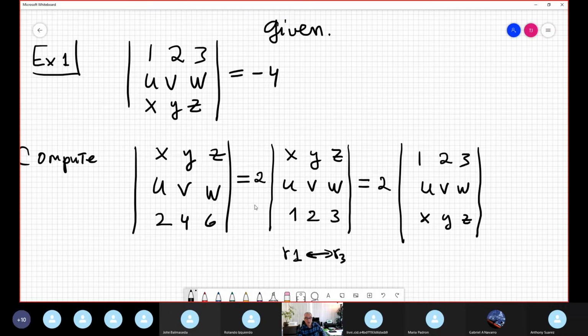And when you swap that, I know, okay, you need to change the sign. So it's the opposite sign. But I know, because it is given, this determinant is -4. Therefore, -2 times -4 is positive. And the answer is positive. Do you understand this or no?